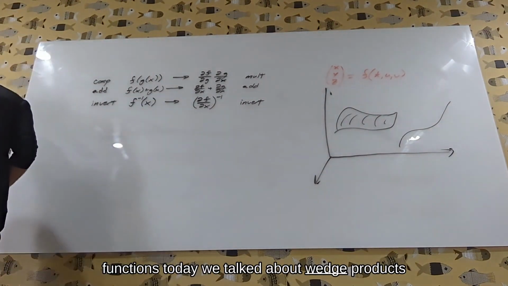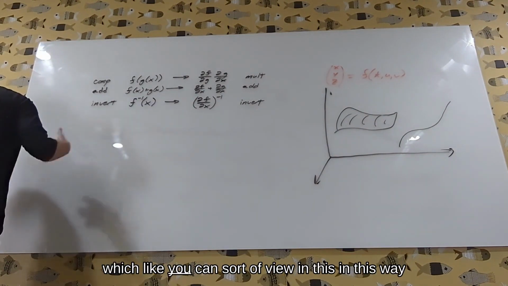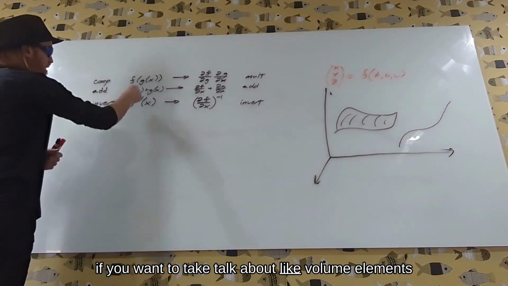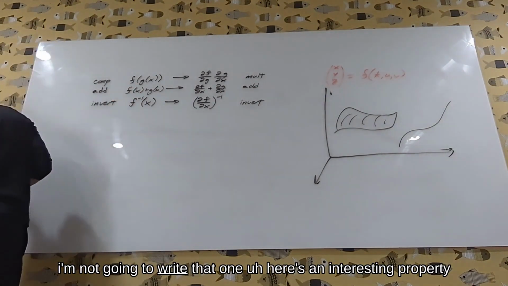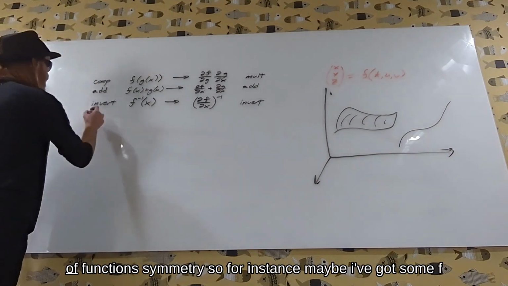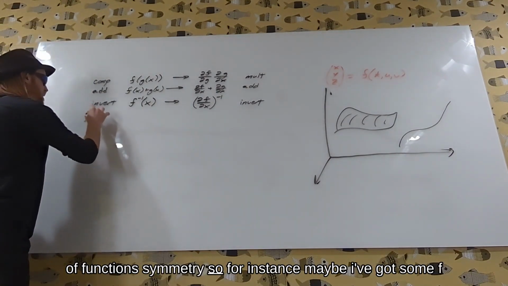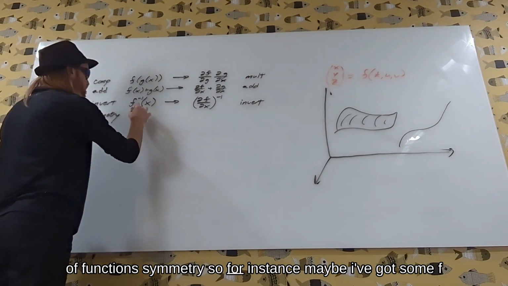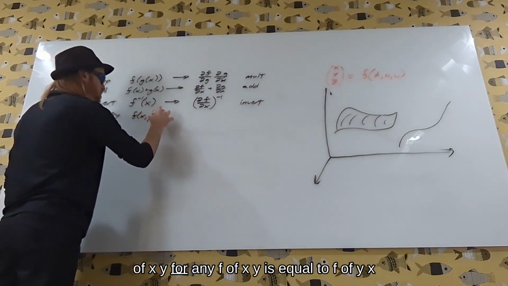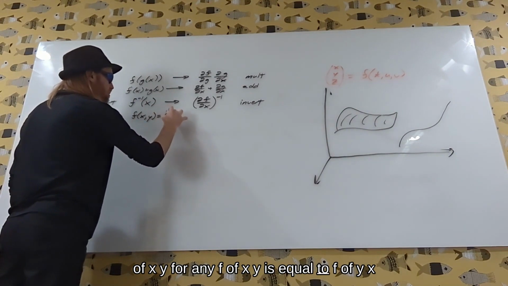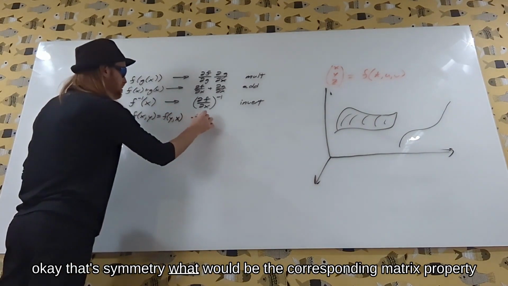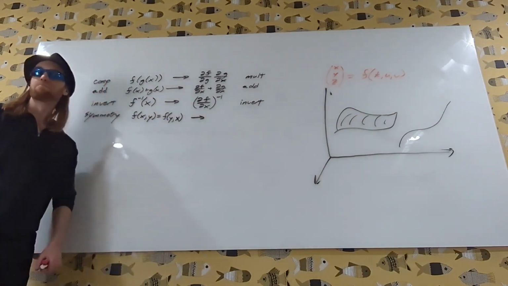Today we talked about wedge products, which you can sort of view in this way if you want to talk about volume elements. I'm not going to write that one up because it's confusing. Here's an interesting property of functions: symmetry. So, for instance, maybe I've got some f of x, y. For any x and y, f of x, y is equal to f of y, x. That's symmetry. What would be the corresponding matrix property?